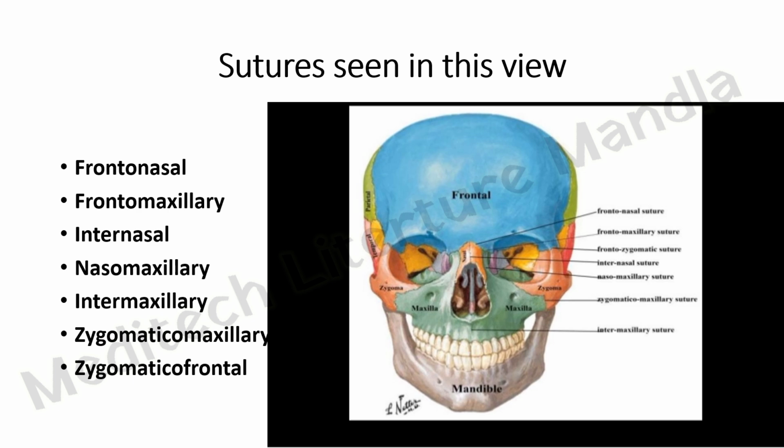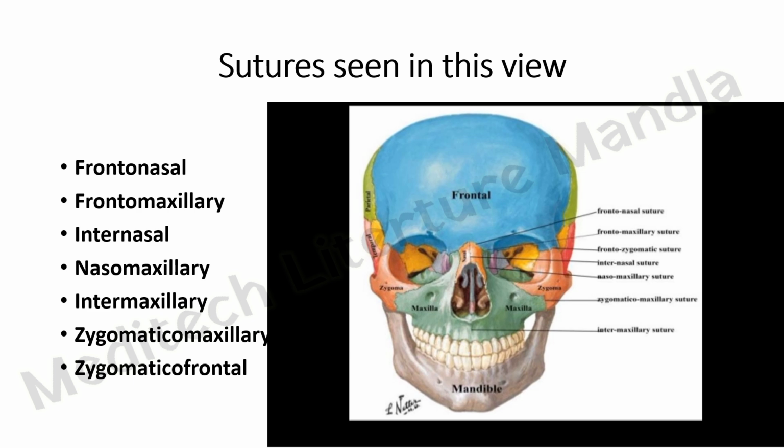Second is the frontomaxillary suture, that is between the blue colored frontal bone and the green colored maxillary bone. Then the two nasal bones also articulate with each other anteriorly through the internasal suture. So the suture between two nasal bones is the internasal suture. Nasal bone also articulates with maxilla, as you can see posteriorly. So the suture between the green colored maxilla and the orange colored nasal bone is the nasomaxillary suture.